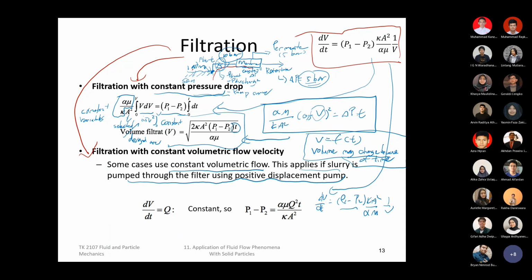Instead of fixing the delta P, now what we try to fix is the dV per dt. Now it becomes a fixed production. And actually, if we have a constant dV per dt, it is the same thing as Q, or debit, because that's cubic meters per second. So now the formula becomes simpler.